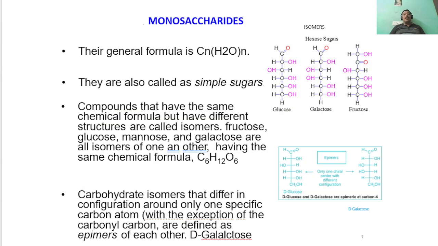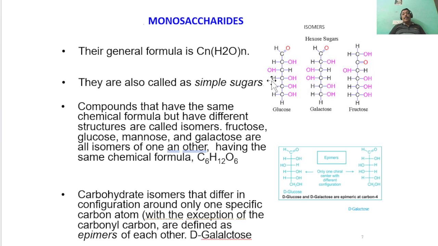So this is the structure of a monosaccharide, and the general formula is CnH2nOn. That means how many hydrogen, oxygen, and carbon will vary from one carbohydrate to another. It is also called a simple sugar. And we also have something called isomers. As you can see here, all these molecules are carbohydrates, and they have the same 6 carbon, 12 hydrogen, and 6 oxygen. But in spite of having the same C6H12O6, the arrangement of the hydroxyl group in one molecule and the other molecule is slightly different.